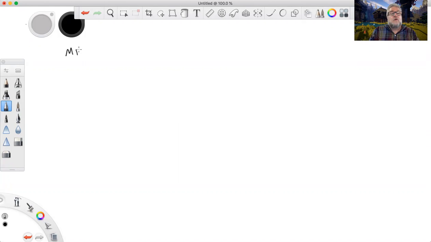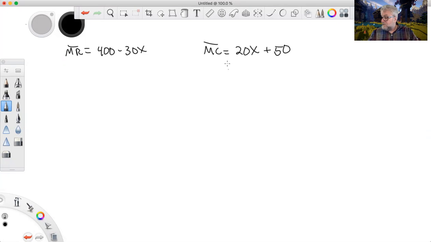my marginal revenue is 400 minus 30x. And my marginal cost is 20x plus 50. And we're asked, what is the profit function?